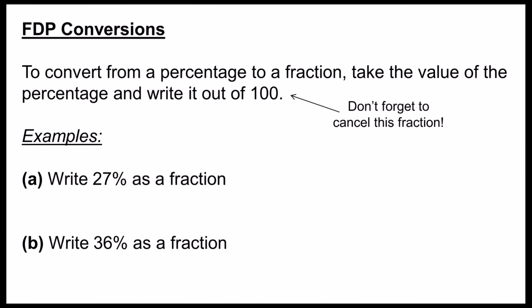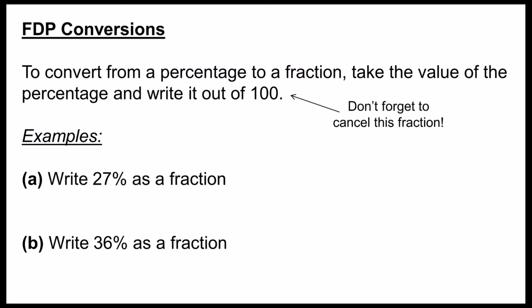To convert from a percentage to a fraction, you take the value of the percentage and write it out of 100. You then look to see if you can cancel this fraction down. It's good practice to write down the fraction out of 100 and then the simplified version to make sure you get all marks in the exam.